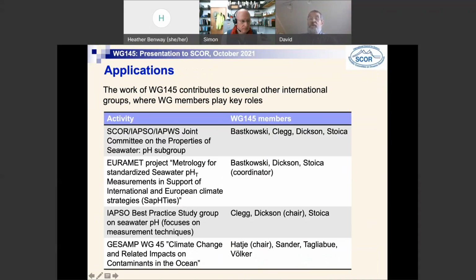The goals and expertise of this working group have attracted the interest of several other international initiatives. These are shown in the table, together with the names of working group members engaged in each project. Three of these projects involve the definition and measurement of seawater pH, which is the subject of the next slide.